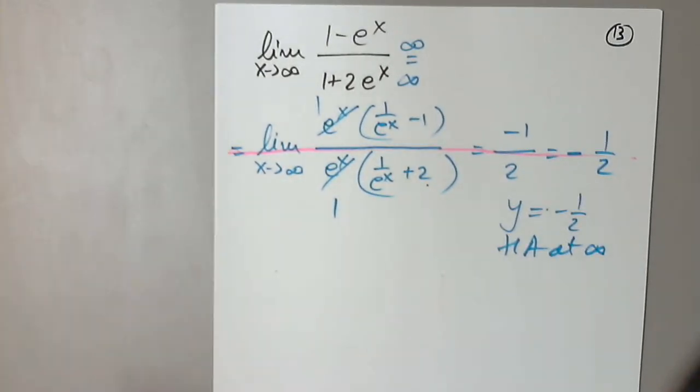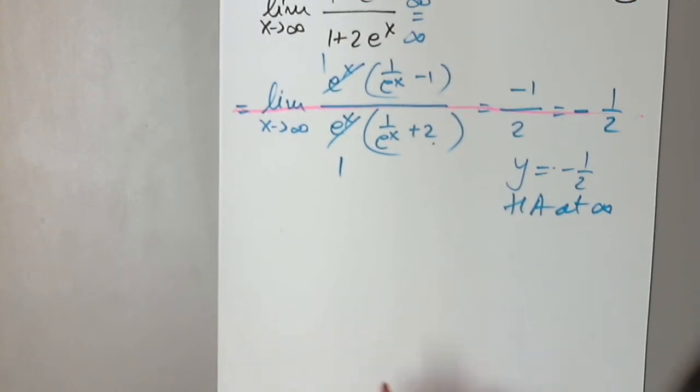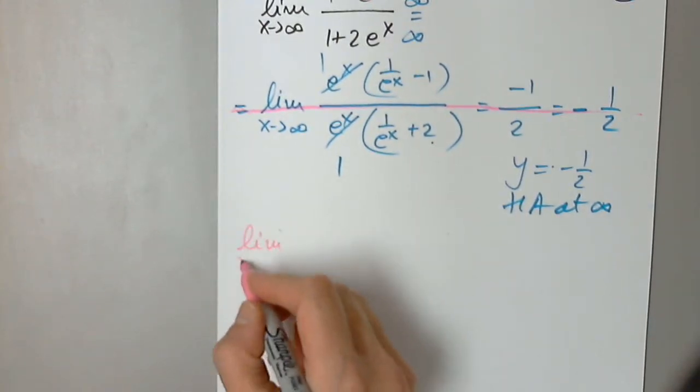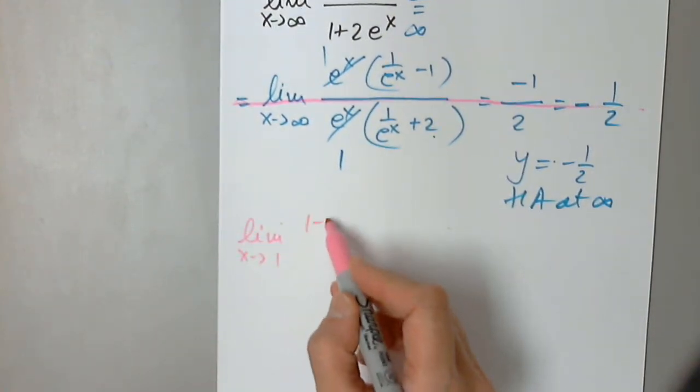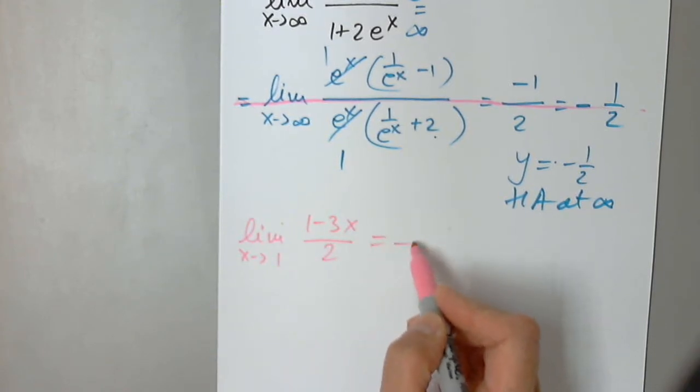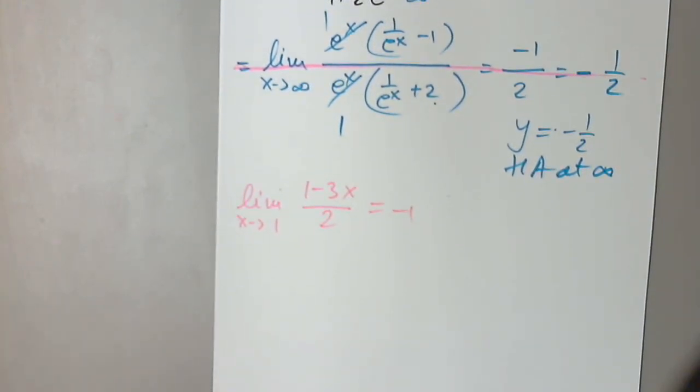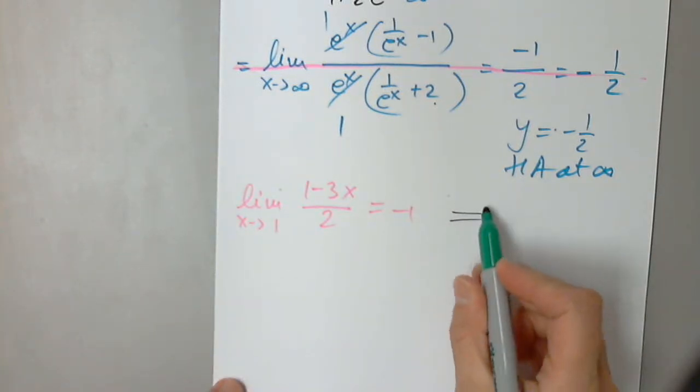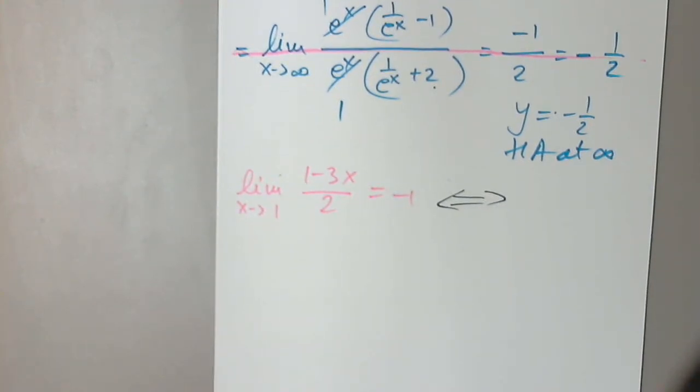Number 11. Very good. In number 11, we have the limit as x approaches 1 of 1 minus 3x divided by 2 equals negative 1. Good. First of all, I don't trust this, and you shouldn't. You should verify first whether this is correct. Is this correct?